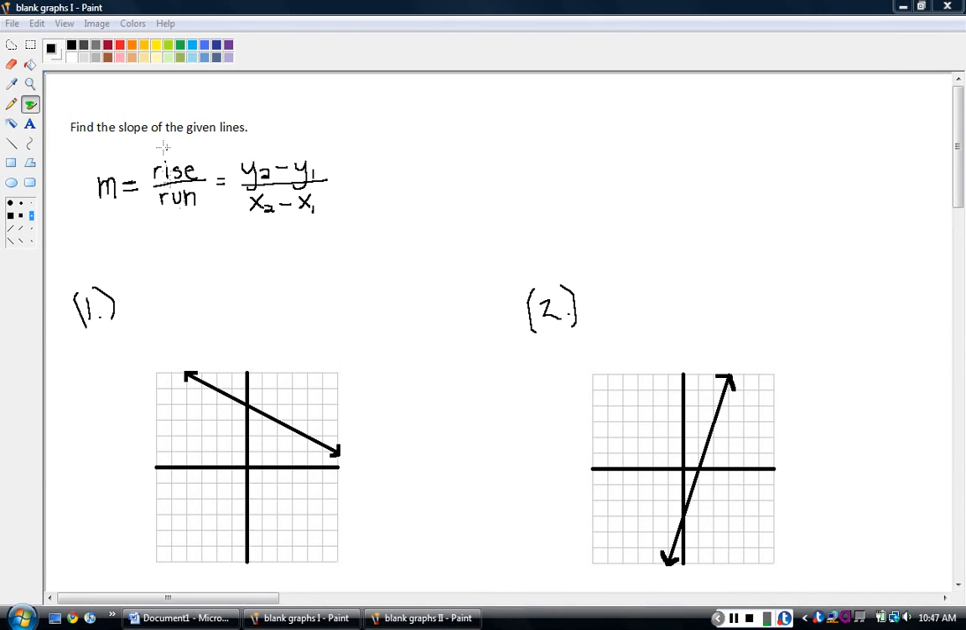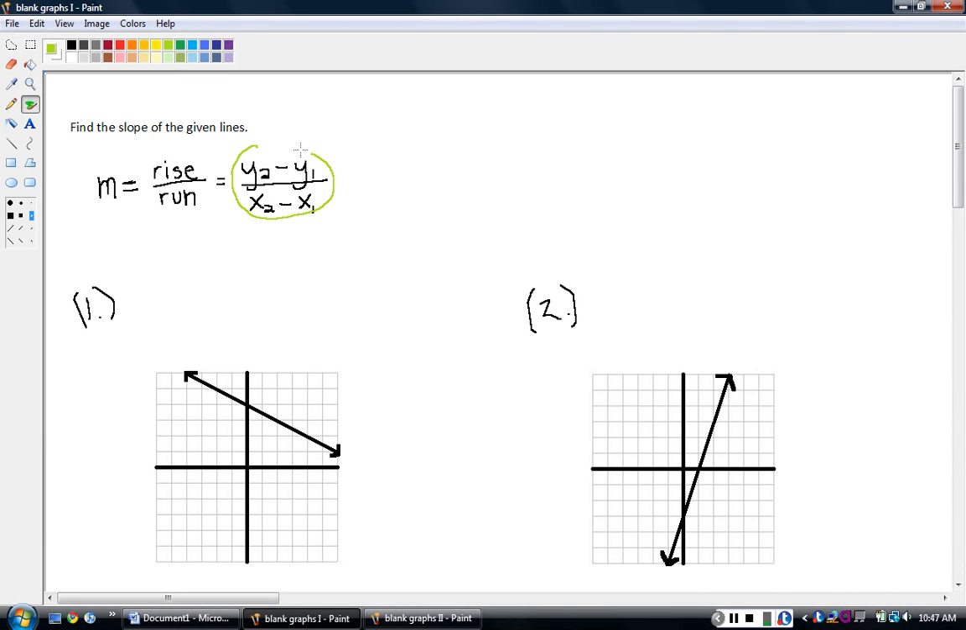The slope is the relationship between how much your graph rises, that goes up or down, which can be expressed as your change in y values, divided by how much it runs, which is the left to right change, which can be described as your change in x values. Okay, so this formula right here we're going to use in the next video. We don't really need this right now.